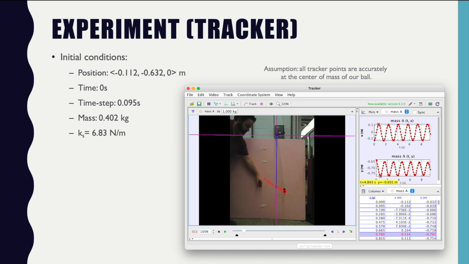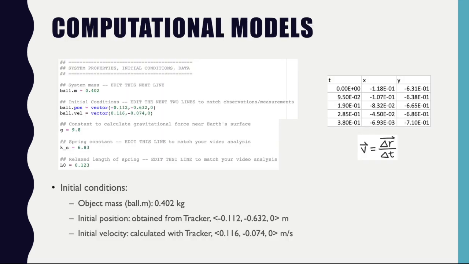We are focusing on these data points that Tracker gives to us, which will allow us to observe x and y positions of our mass. To create the computational model, I first had to set the initial properties of the experiment taken from Tracker, which are the ball's mass, position, and initial velocity that I found using the change in position divided by the change in time between the first 2 points in the data.